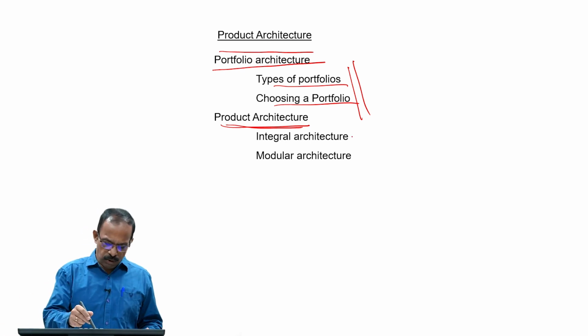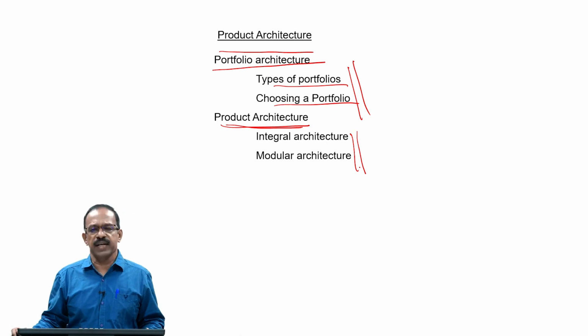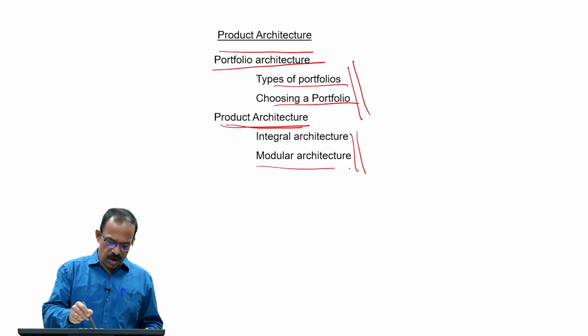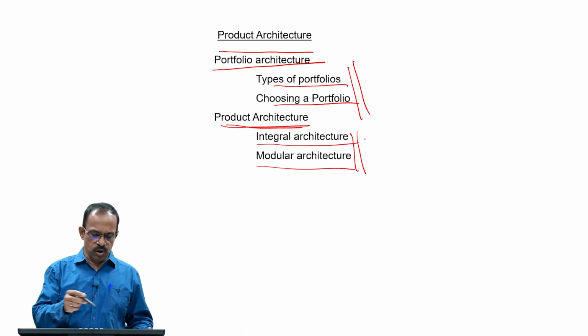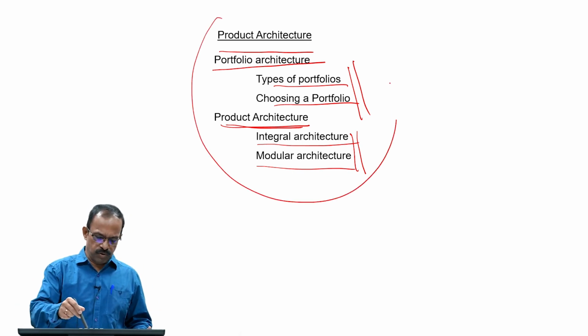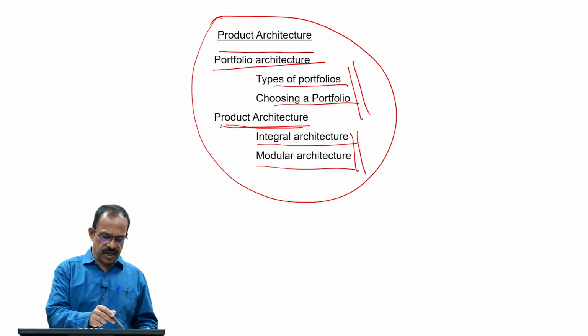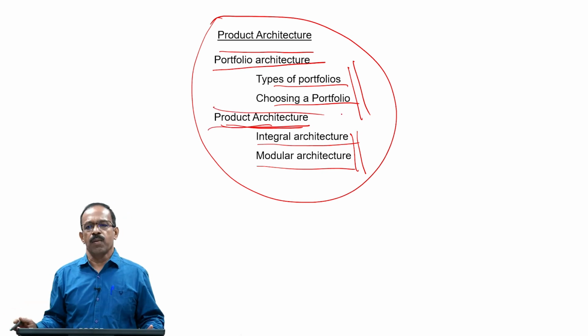And in this one we will talk about two architectures. One is known as the integral architecture, the other one is the modular architecture. So, this is going to be the discussion: how do you decide the portfolio and then how do you decide the individual architecture of a product.